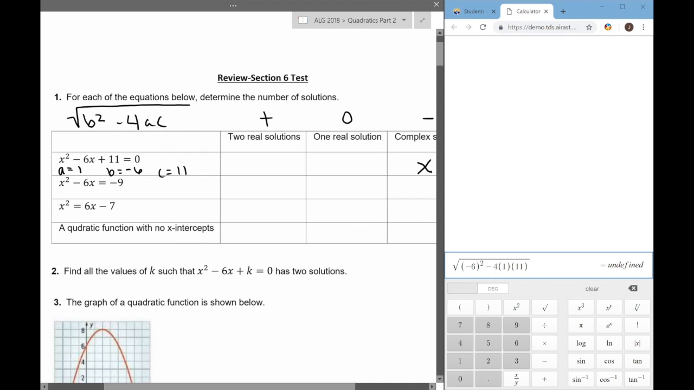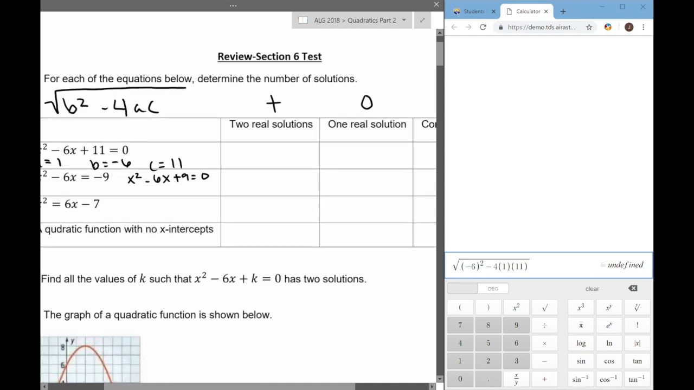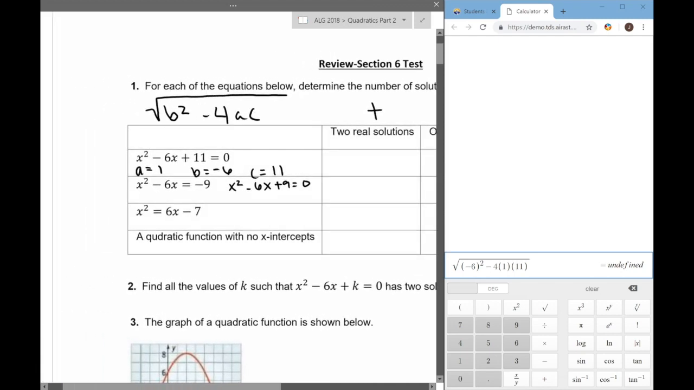X squared minus 6x equals 9. Now the first thing you should notice is that every quadratic has to equal 0. So how do I move this 9? Well, since it's a negative, I've got to add it. So this becomes x squared minus 6x plus 9 equals 0. Now once I've done that, I can label my a, which is 1, my b, which is negative 6, and my c, which is 9.